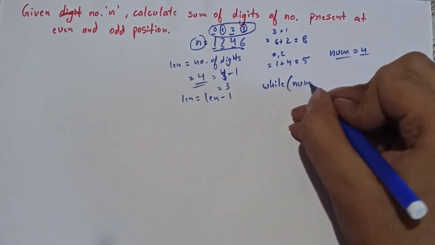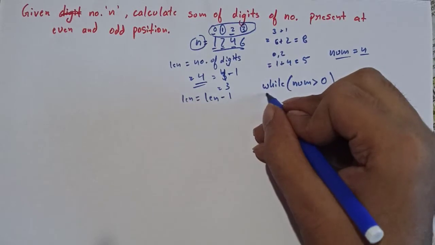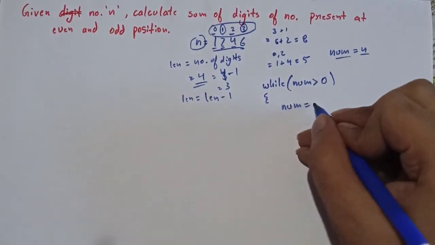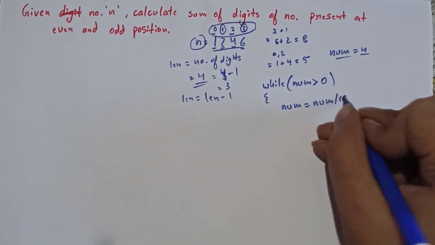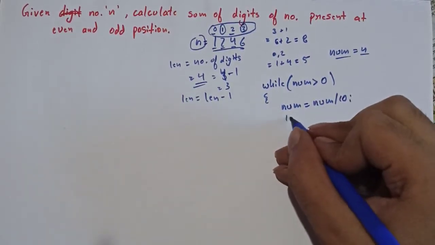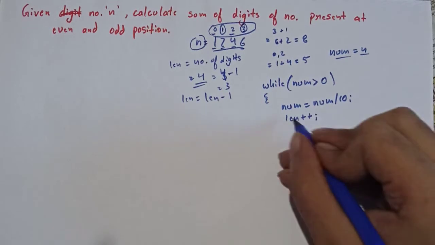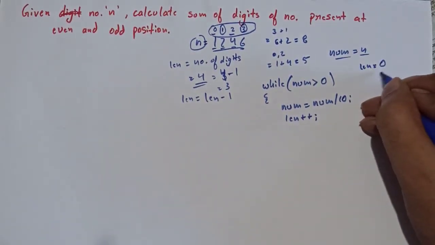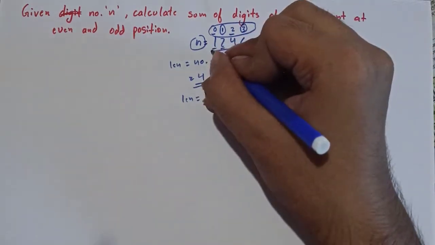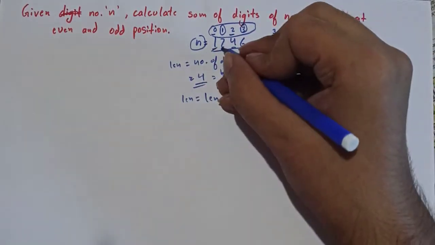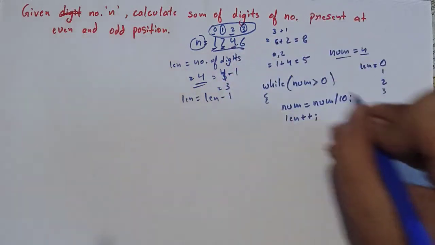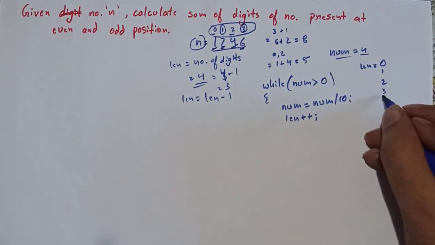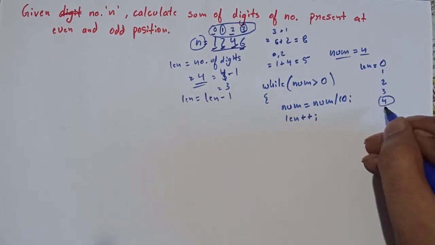So we simply do while num greater than 0 and we calculate length. To extract a digit, we do num is equal to num divided by 10 and we do length plus plus. We initialize our length as 0 so that it can go from 0 to 1 for the first digit, 2 for the second digit, 3 for the third digit and 4 for the last digit of this number. So we have finally our length equal to 4.